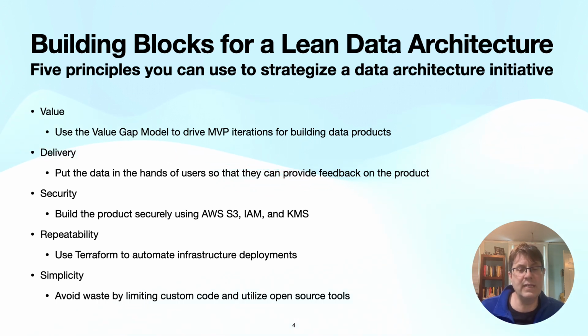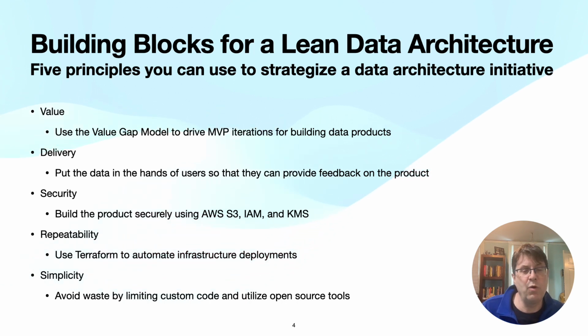Delivery. The idea of delivery here is that we put the data in the hands of the users as fast as possible and as simply as possible. So we need a platform to deliver it on. We need a BI tool. Security. Data that's valuable has to be secured. So we want to build that data using a secure infrastructure. I choose AWS. I know it well. S3, IAM, and KMS are my 3 favorite security triangles in AWS.